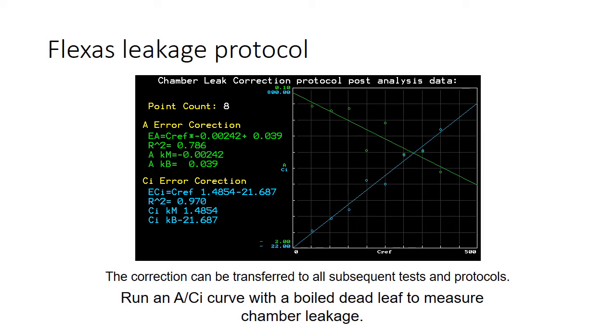This is an iFL graph of the Flexus chamber leakage protocol. Taking a dead boiled leaf and putting it into the chamber and then doing an ACI curve on the leaf. Notice that the green line represents photosynthetic rate A and the blue line represents CI. The values are then input into the LASIK protocol or other measurements to correct for any chamber leakage, reducing chamber leakage to the minimum.